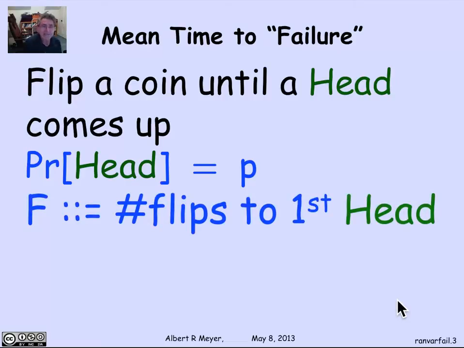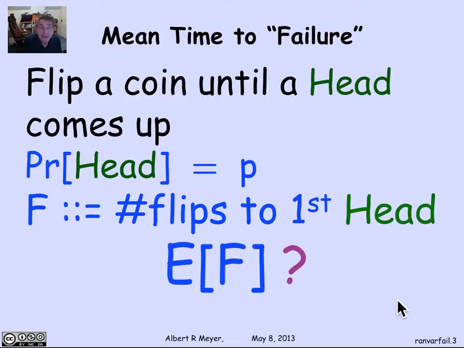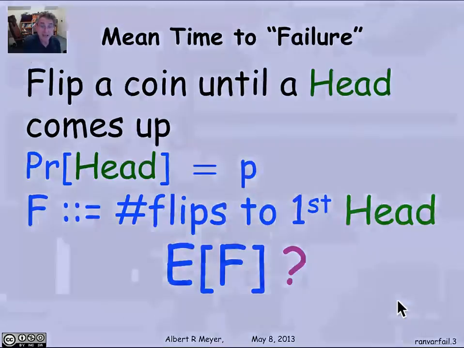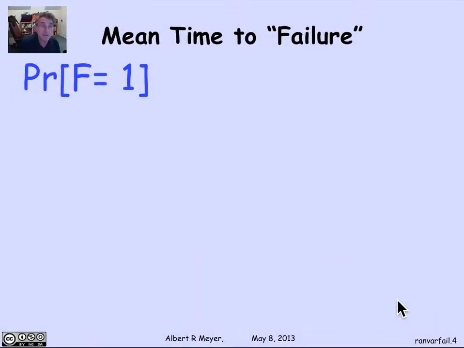And let's let F be the number of flips until the first head comes up, the number of flips until the first failure. And if we're counting flips as time, it's the time to fail. So what we'd like to know is, what's the expectation of F? What's the expected number of flips before a head comes up? Well, in order to calculate that expectation, we need to know some probabilities.